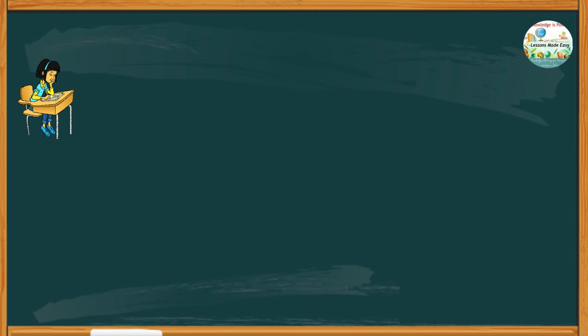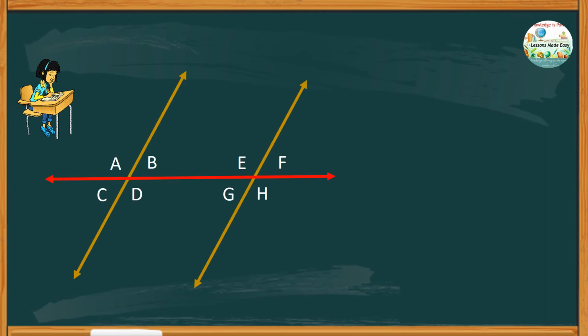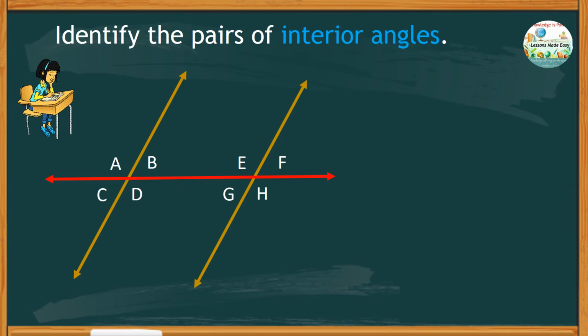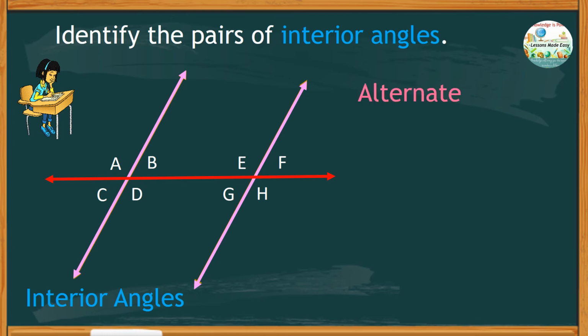Let's use the same illustration, but this time, let's identify the pairs of interior angles. Earlier, we learned that interior angles can be found between the parallel lines and that there are 2 types of these angles. One is called alternate interior, and the other is called consecutive interior or co-interior angles. Let's start with alternate interior angles.